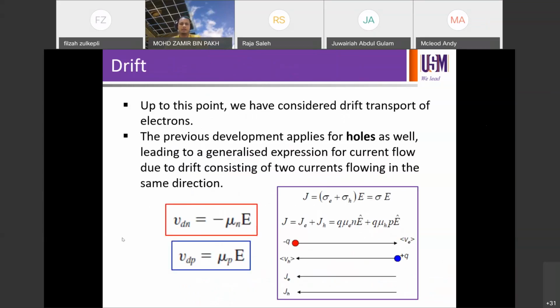Right, so now let's look into drift. Up to this point, we've considered drift, transport of electrons. We've covered a little bit on diffusion as well, but not yet in depth. All these discussions previously are applicable for both electrons and holes. We've seen the movement of electrons and holes when you have an electric field in the semiconductor material, just like what we saw in the animation yesterday, right? You're going to see a net movement of carriers in a specific direction for electrons and for holes.